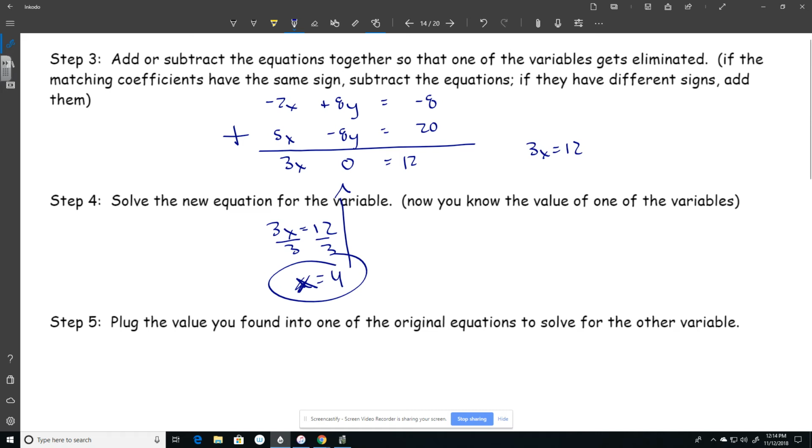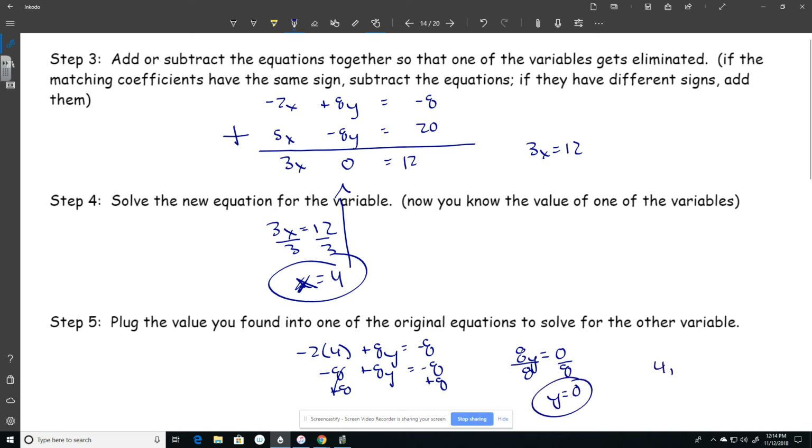So x equals 4. So let's do negative 2 times 4 plus 8 times y equals negative 8. So negative 8 plus 8 times y equals negative 8. If I add 8 to both sides to get rid of that 8, this 8 actually also goes away. So 8y equals 0. And when I divide by 8, y is equal to 0. So my solution would be x is 4 and y is 0. I like this method because it eliminates equations rather than creating bigger, messier new ones.